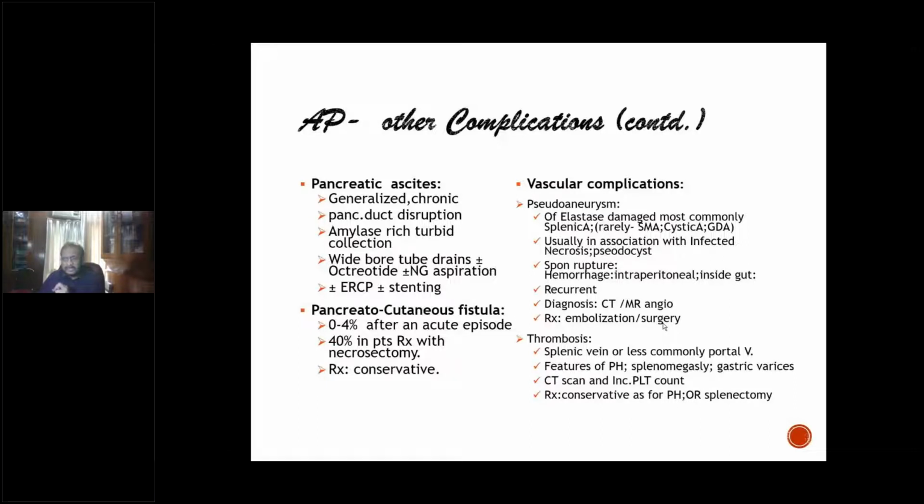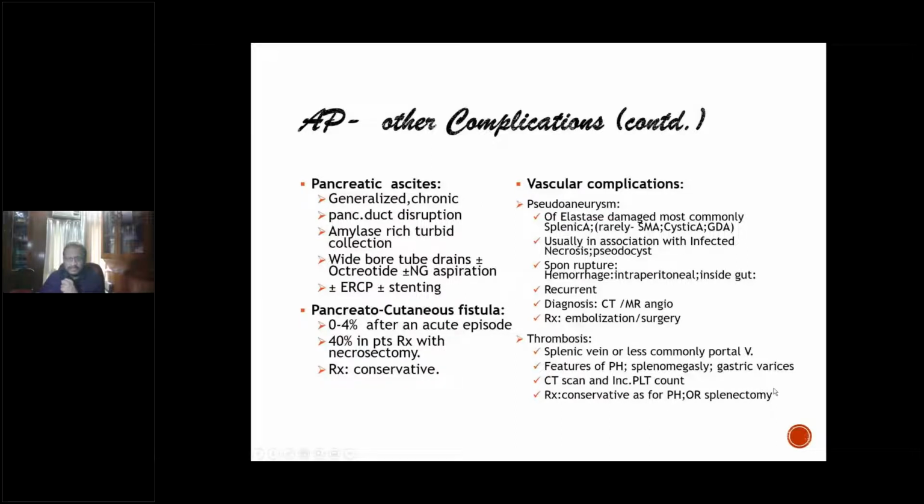Thrombosis can occur in any of these vessels, and ultimately they present as what? As portal hypertension with gastric varices. This patient can present with bleeding, and in these patients, you have to manage the portal hypertension either conservatively, or you can go ahead and do a splenectomy.